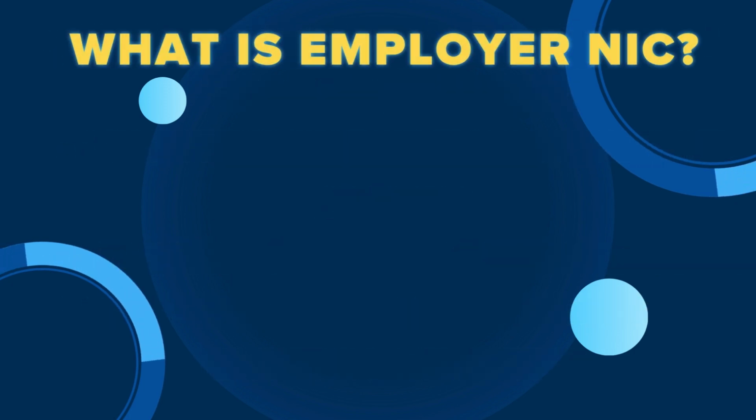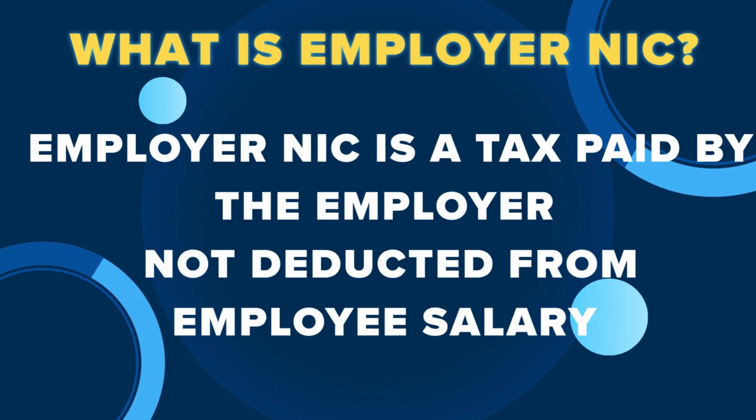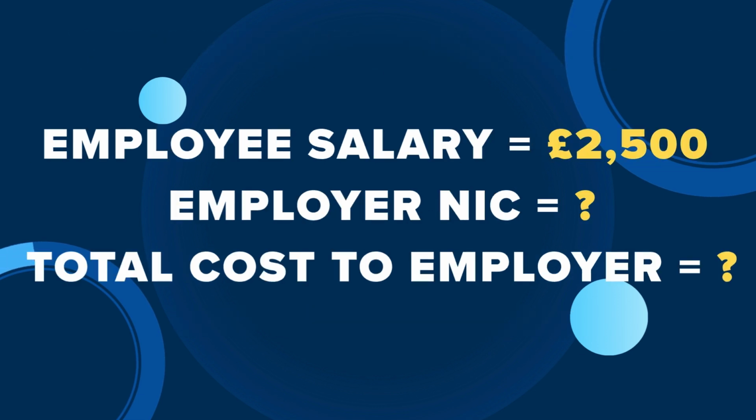Employer national insurance is separate from employee deductions. When you pay someone a salary, you are not just paying the wages, you're also paying additional contributions to HMRC. This is why the true cost of an employee is always higher than the gross pay. We'll calculate that step by step shortly.